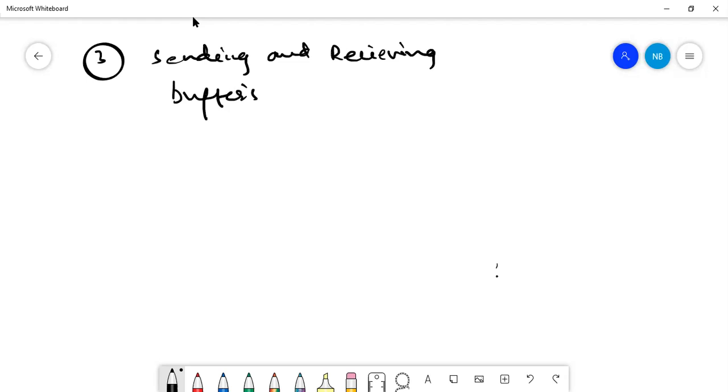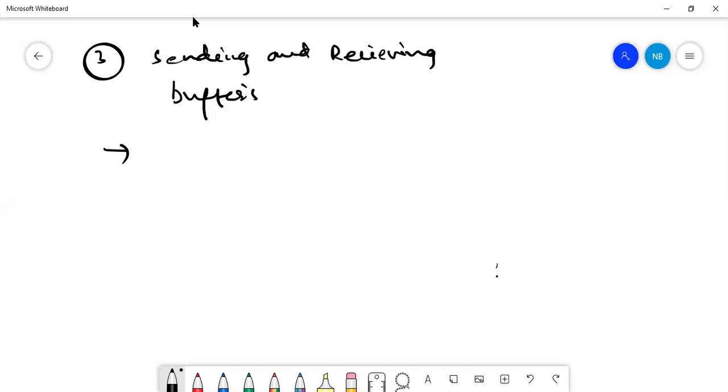So why do we need buffers here? Whenever we are discussing a communication, if the sender is sending too much data within a span of time, the receiver is not able to receive the data at the speed at which it has been sent by the sender. So we need to store those bits before the communication has been received.